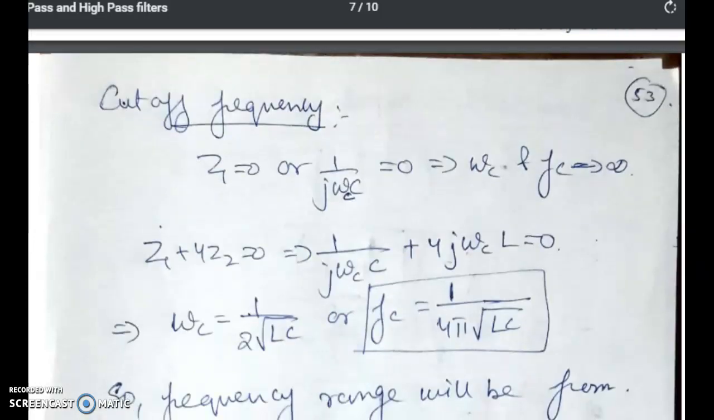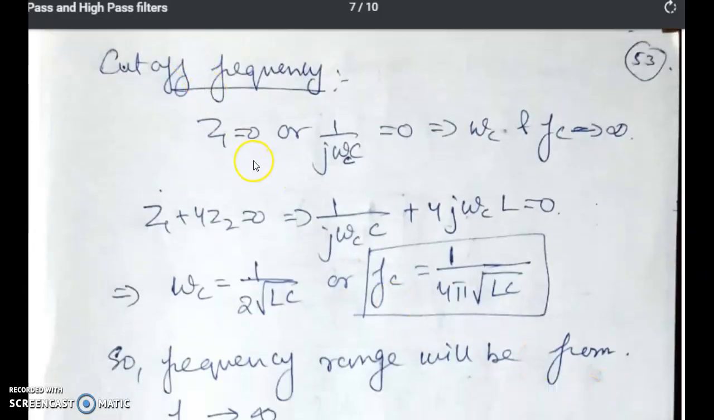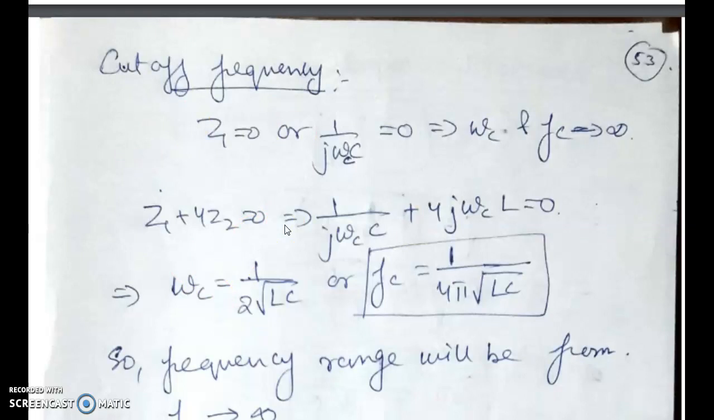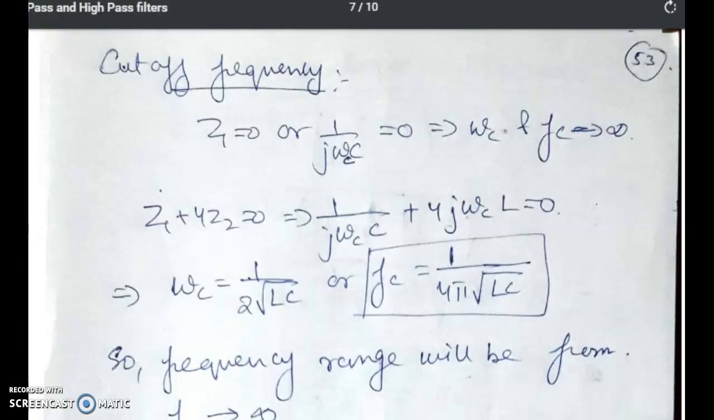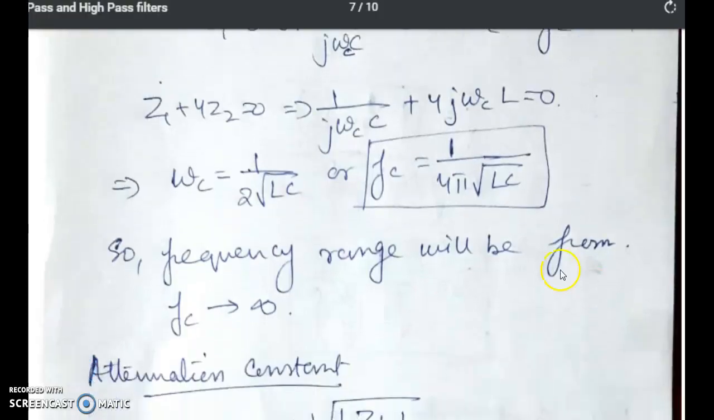Cutoff frequency, again two conditions are there. Z1 is equal to 0, which implies 1 upon j omega c into c is equal to 0, or omega c or fc is equal to infinity. And Z1 plus 4Z2 is equal to 0. That means 1 upon j omega c plus 4 j omega l is equal to 0, which implies omega c is equal to 1 upon 2 under root LC, or fc is equal to 1 upon 4 pi under root LC. So the range of this high pass filter will be from this cutoff frequency up to infinity.